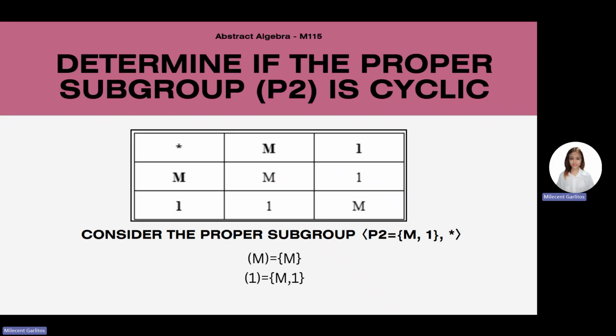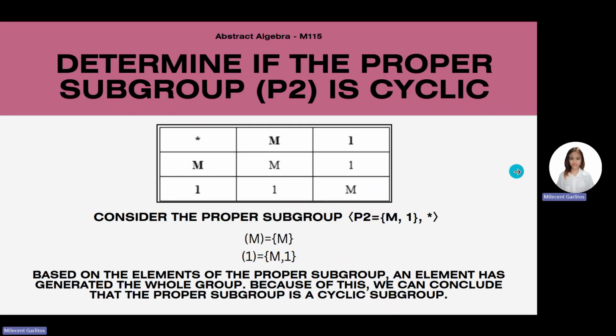Determine if the proper subgroup P sub 2 is cyclic. Consider the subgroup P sub 2, which is the set of M1 under binary operation star, and we can have M generates M and 1 generates M1. Now, is proper subgroup P sub 2 a cyclic subgroup?